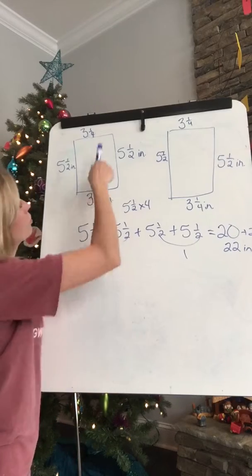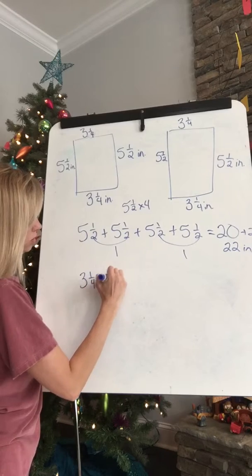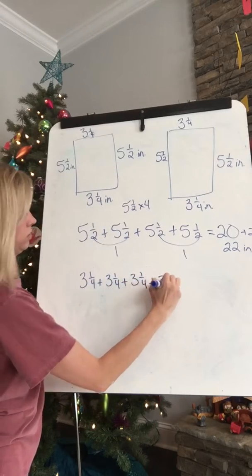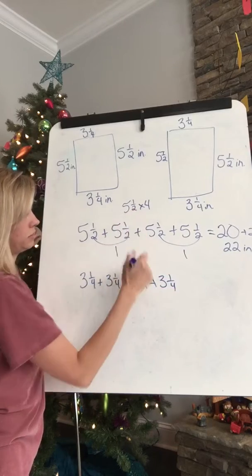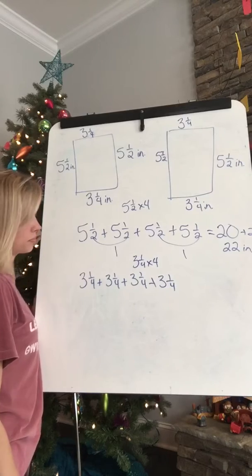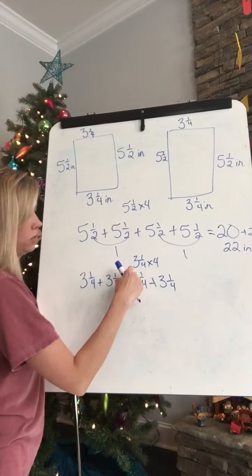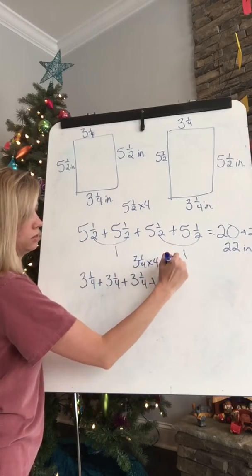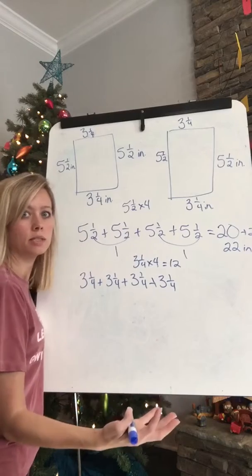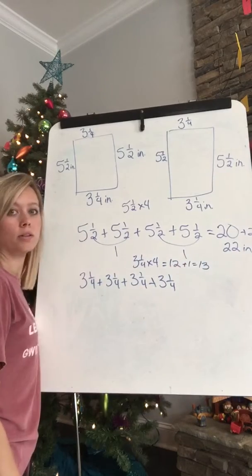Now I need to add the 3 1/4. So I've got 4 of them. 3 1/4 plus 3 1/4 plus 3 1/4 plus 3 1/4. Again, same thing. You're actually doing 3 1/4 times 4. So if we just thought real quick about that multiplication, 3 times 4 is 12. And then a 4th times 4, a 4th 4 times is what? A whole. So my answer should be 13.